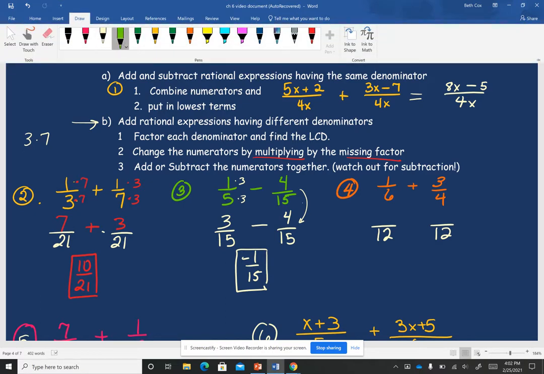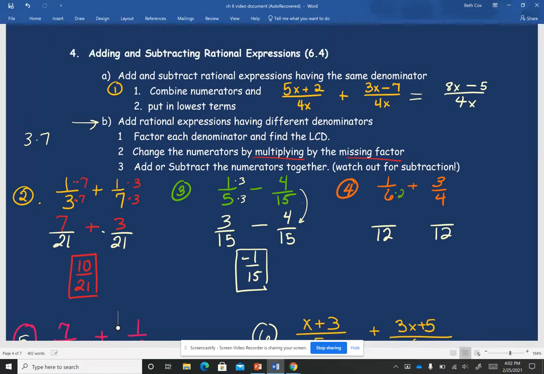Okay, so I'm going to change the numerators. So 6 has to be multiplied by 2 to get 12. So multiply the numerator by that missing 2. So 1 times 2 is 2. And 4 has to be multiplied by 3 to get 12. So multiply the 3 times 3, I get 9.